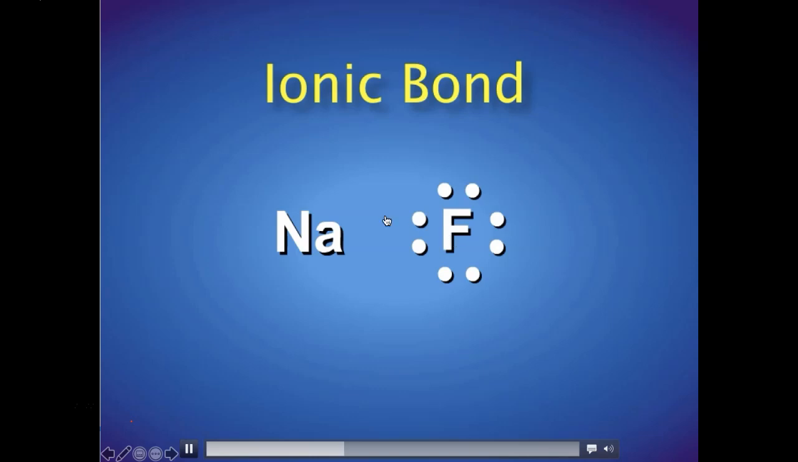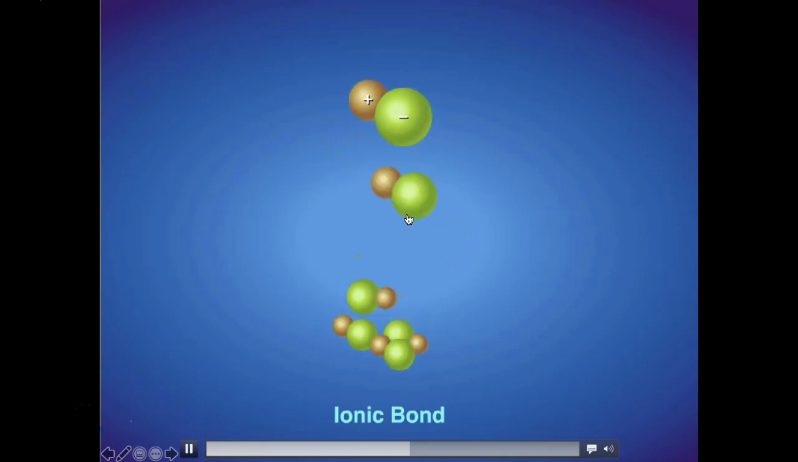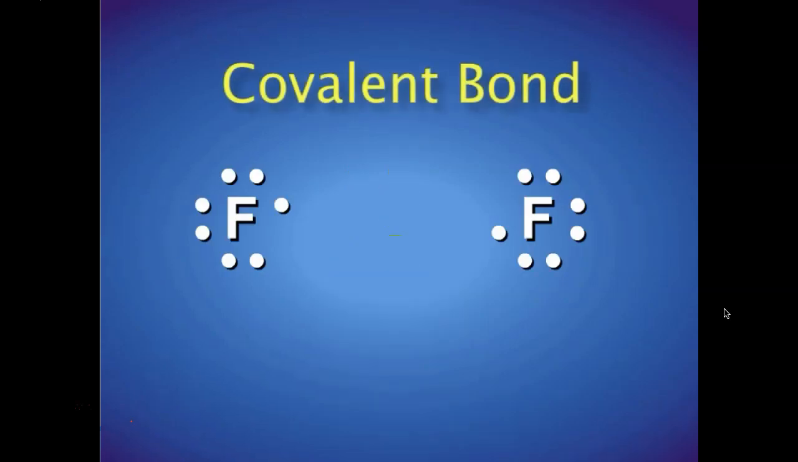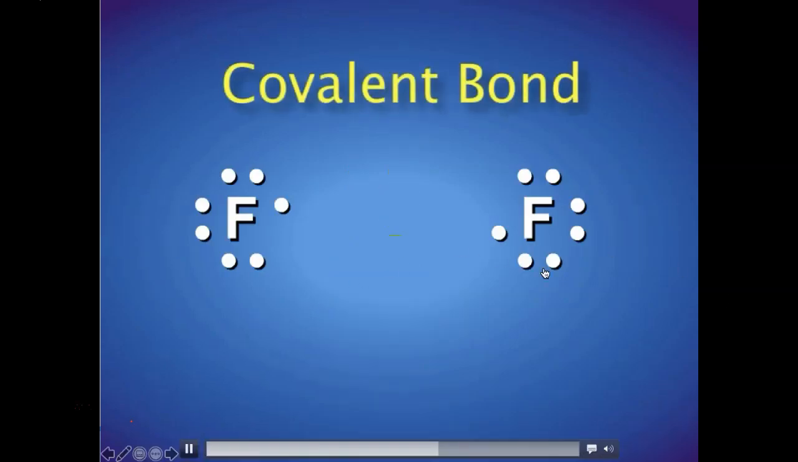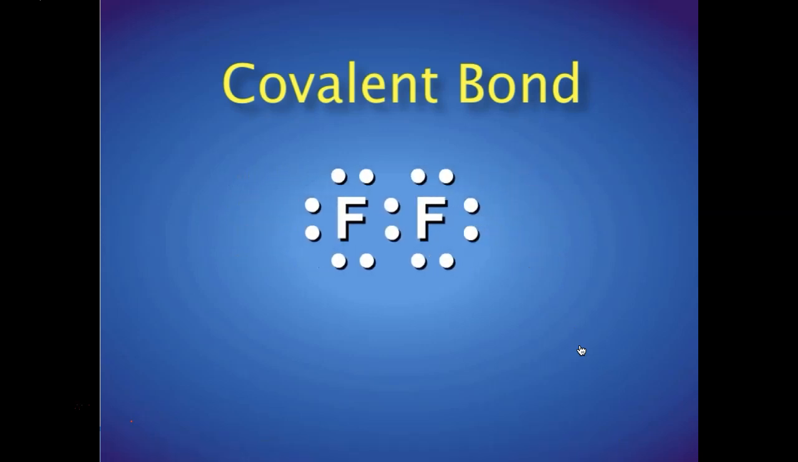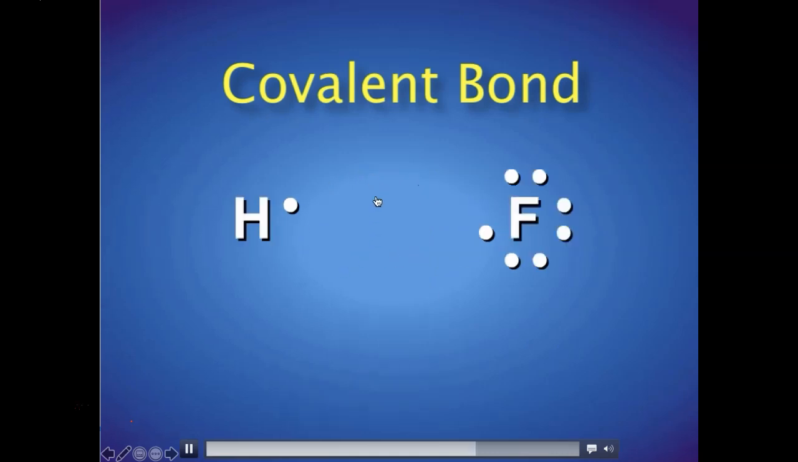So here's a different example of an ionic bond. Right? Here we have the full octet. Right? These are ions. So covalent. We have 8 here and 8 on the other fluorine.